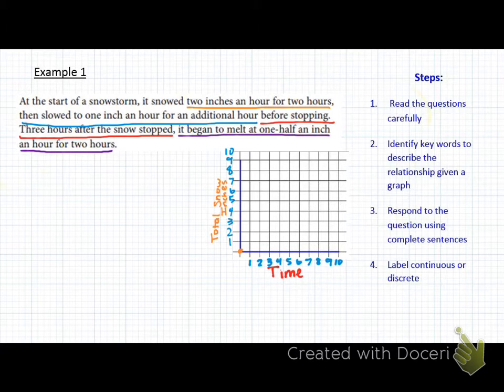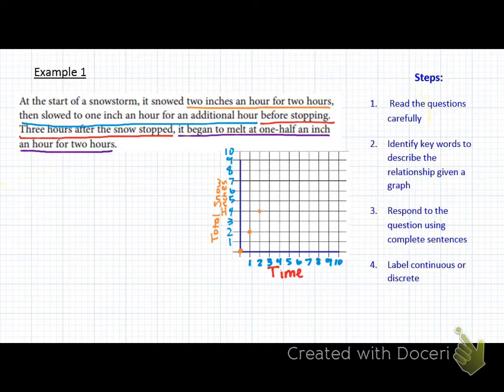2 inches, right? So I'm going to put a point there. And then I think again, if it's 2 inches in 1 hour, how many inches should be on the floor after 2 hours? 4 inches, right? So I'm going to go to 2 inches and then go up to 4 and plot a point. Okay, then I go to the next part of the story.